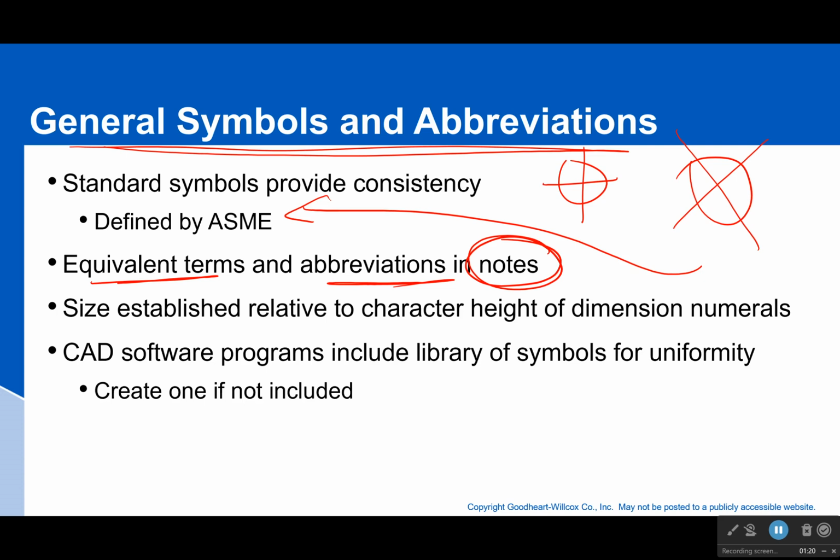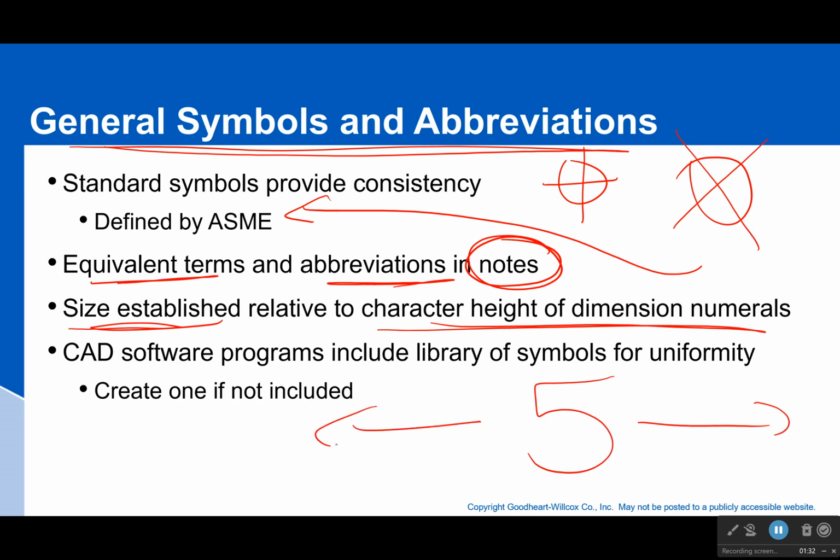Okay. Now for all these symbols, they have a size which is established relative to the character height of our dimension numerals. What does that mean? Well, you're going to draw your dimensions. Maybe they look like this. And if they do, then all of your symbols need to be proportional to that. If you write your dimensions really small, then your symbols are really small. And they have a set size.